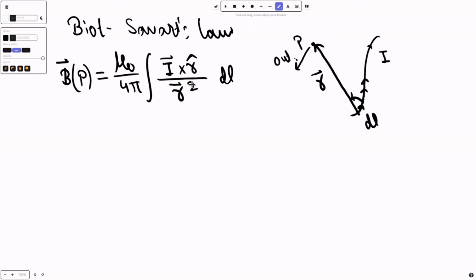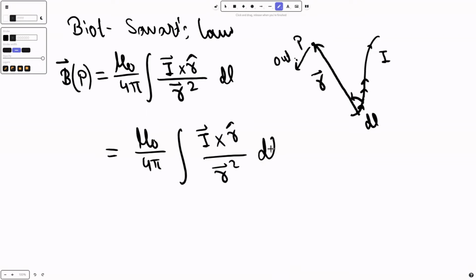You might even see in some books that dl is written in place of I here, because they are essentially the same vectors. Let me write it down. Mu naught divided by 4 pi integration. This integration is taken over the entire segment which contributes to the magnetic field, in this case, from here to here. Integration I cross R-hat by R squared dl.